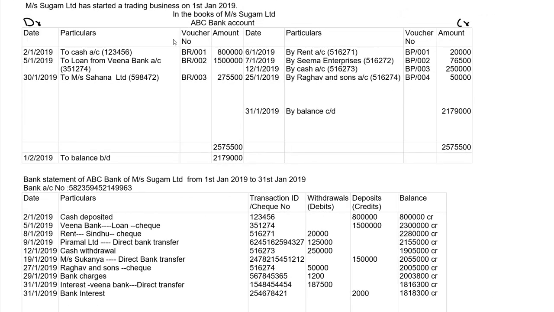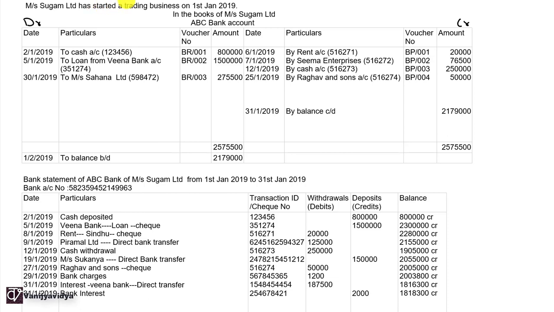Hello everyone. In this session, we will be seeing an example of bank reconciliation statement wherein we are given a bank account as per books and a bank statement from bank. So looking at the transactions in the bank account and the bank statement, we will be preparing a bank reconciliation statement as on a particular date. Now, let's see this example first.